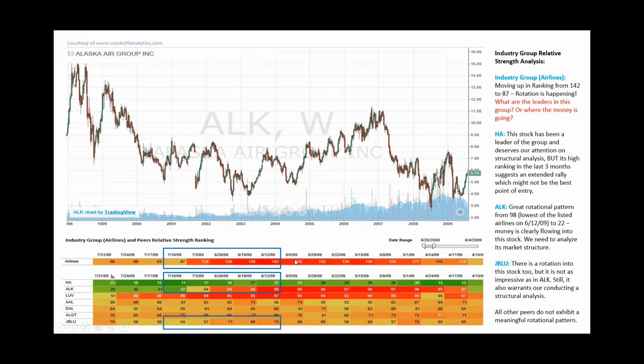But the main idea here for this slide is that you want to find the industry groups and then look at the stocks within these industry groups, the ones that are going to have this type of rotational pattern, where there is some kind of improvement or deterioration, depending on which direction you want to trade.